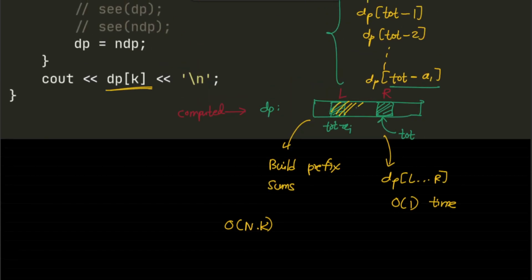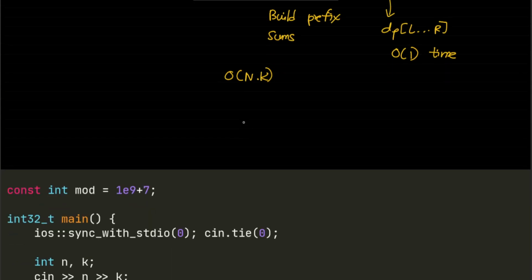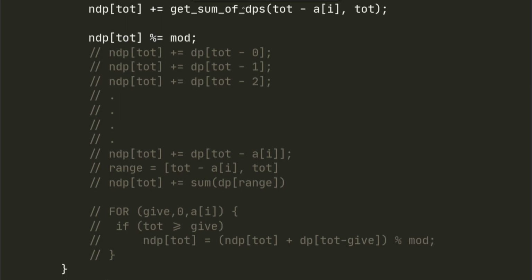Now let's go over the implementation. This is the range of indexes that we are interested in to update the value for any index in the next DP. As I mentioned here, initially it would be total minus 0, then total minus 1, then 2, and so on, until it is total minus e of i, which is the maximum value that give can take. It started with this one and ended with this.